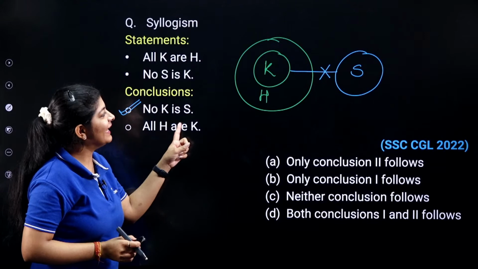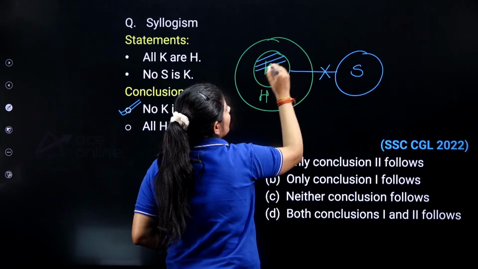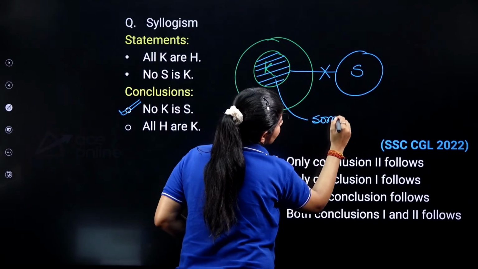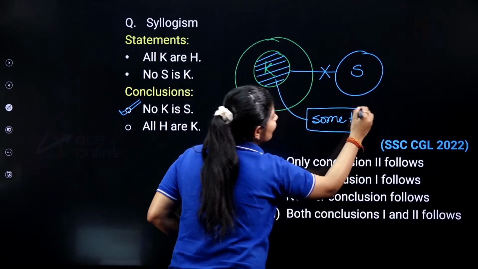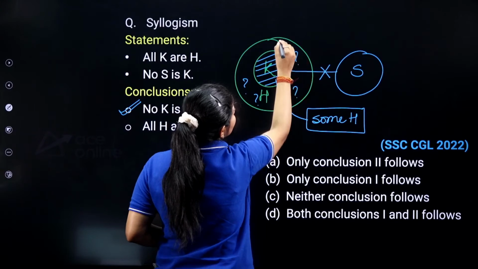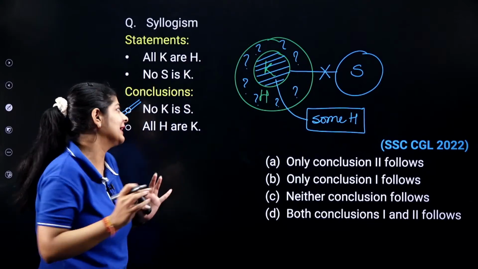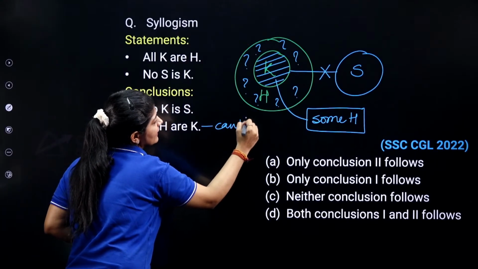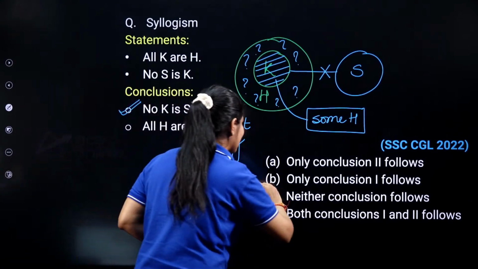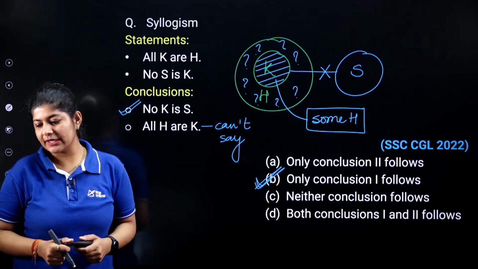Next one, all H are K. Okay, right now we can only say about this part of H. We can consider this part of H as some part of H. Some H. But can we say fixed thing regarding the remaining part of H? Can we say anything whether it belongs to K or not? No, we can't say anything. So for this one, we just simply consider it in can't say condition. So what is the correct answer we are getting? We are getting as our correct answer is option number B. Only conclusion 1 follows.